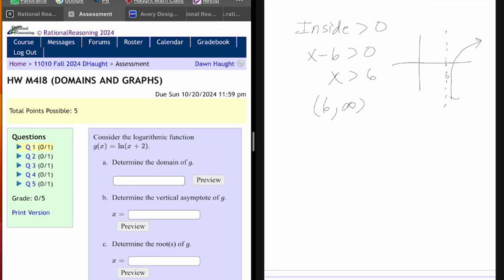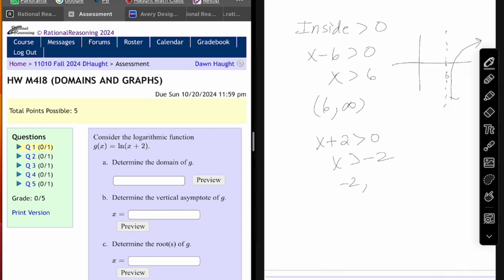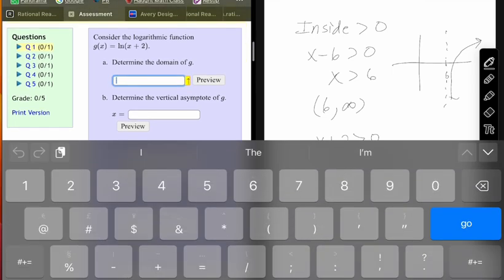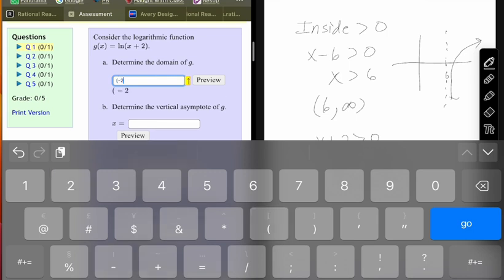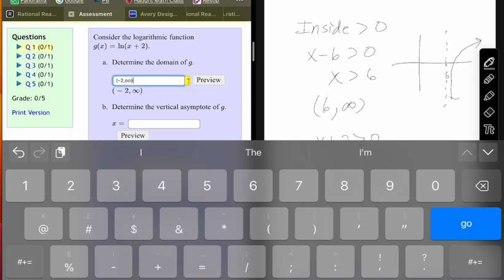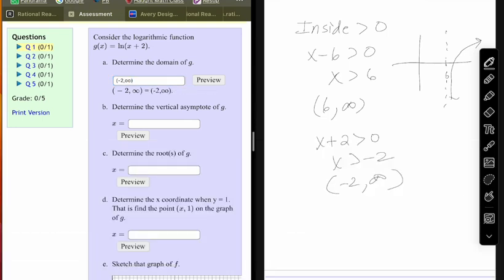Okay, so mine changed to x plus 2. So x plus 2 is greater than 0 when x is greater than -2. So it goes from -2 to infinity. So please put interval notation. It will always end up flipping signs. Okay, so that should be the answer there.